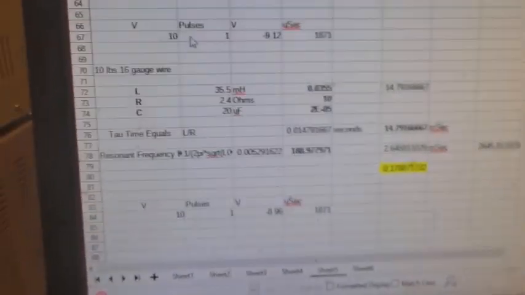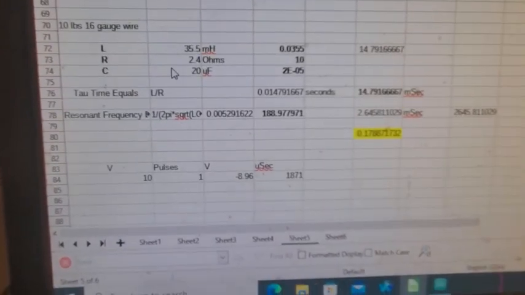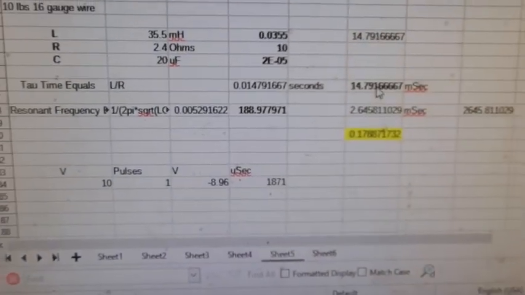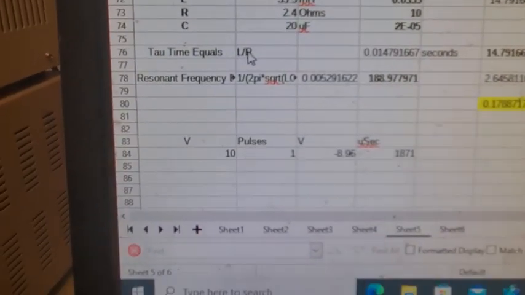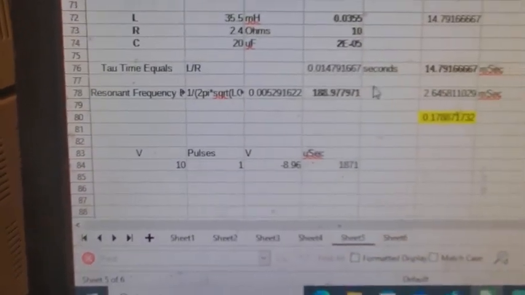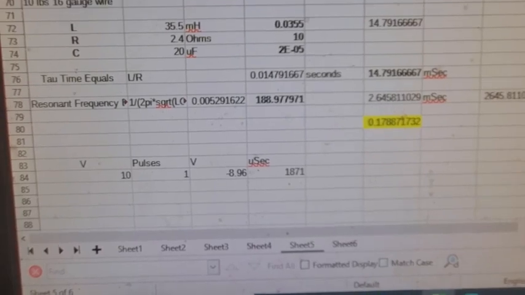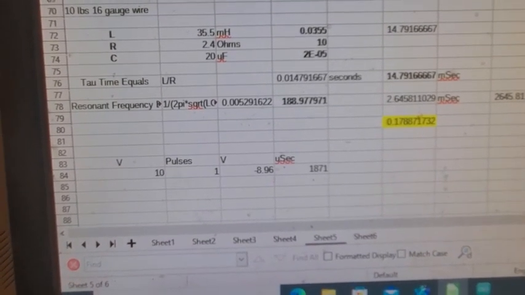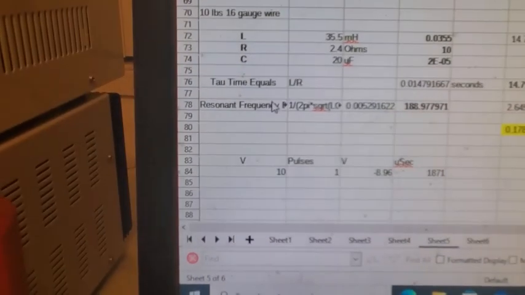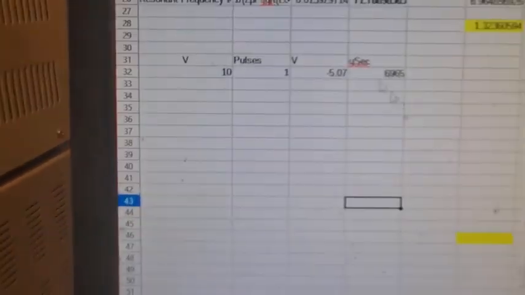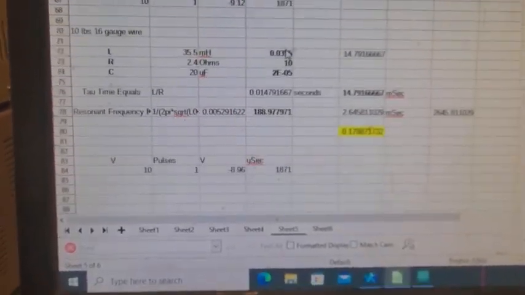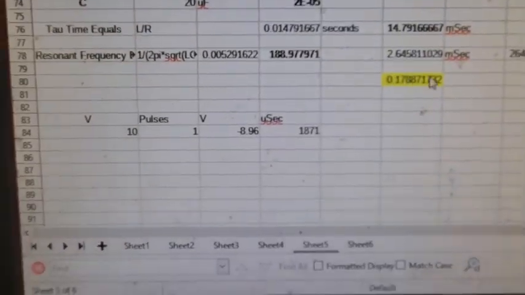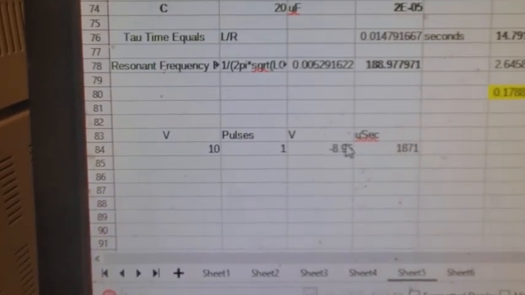What happened when we doubled the capacitance? Well, now the tau time stays the same because capacitance doesn't factor into the formula, but the resonant frequency slowed down to 2.65 versus 0.126. And if we had gone to a 100 UF cap, we would be looking at behavior similar to this, but now that ratio went from 0.12 to 0.17, and we see it's a little bit worse.